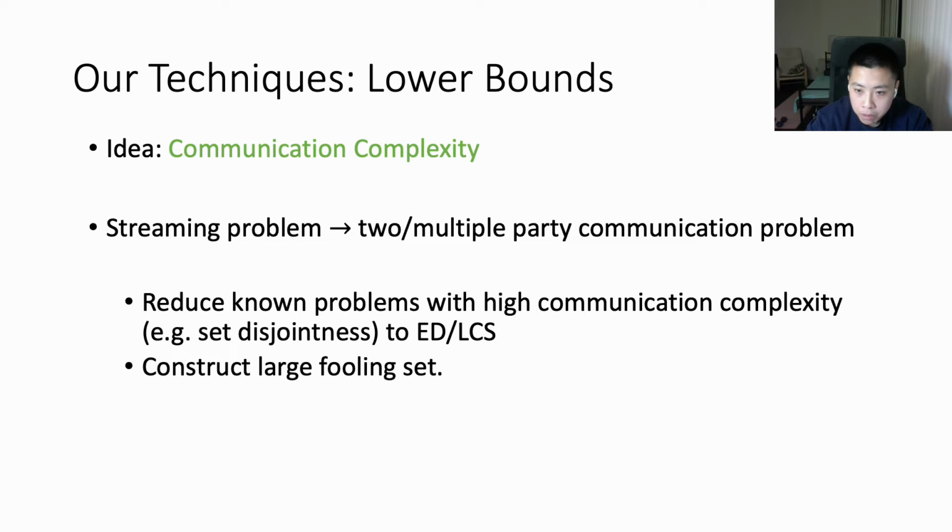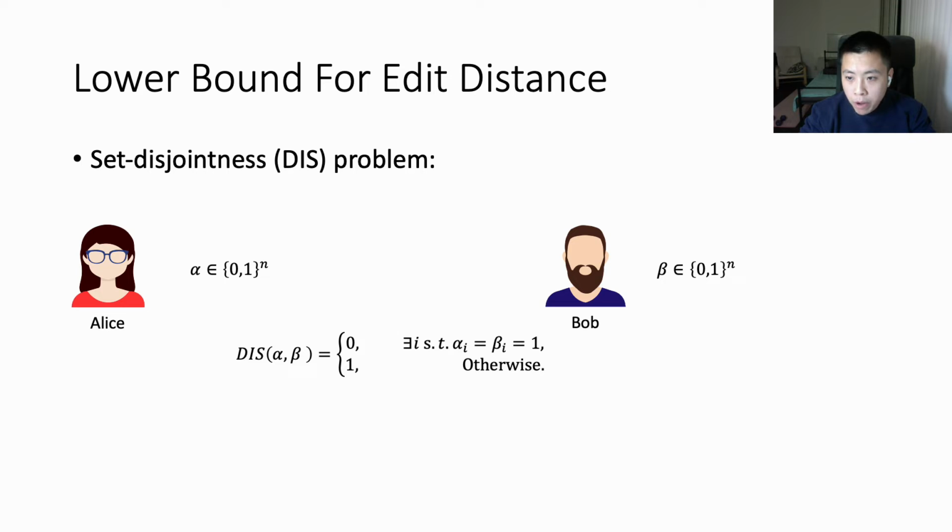We now give more details. We first introduce our lower bound for edit distance. The proof is based on a reduction from the set disjointness problem. In this problem, Alice and Bob each hold a 0-1 string with length n. Say Alice holds alpha and Bob holds beta. If there is some i such that both alpha i and beta i are 1, then alpha and beta are not disjoint. The set disjointness problem will output 0. Otherwise, the set disjointness problem with input alpha and beta will output 1.